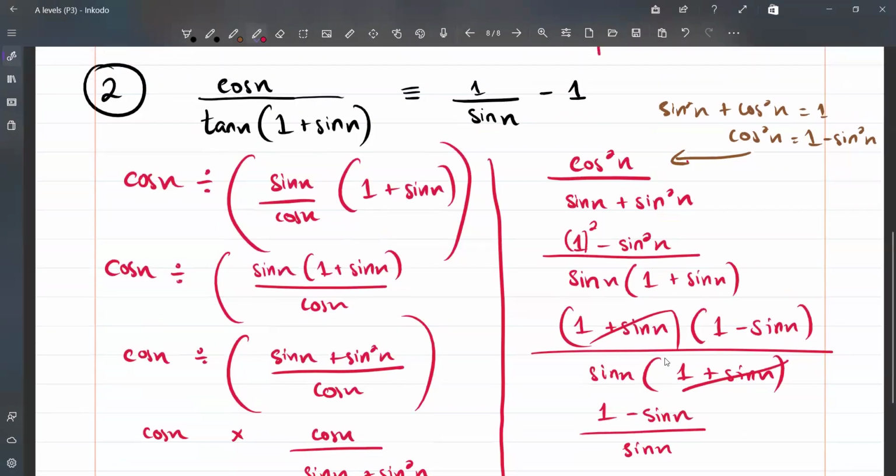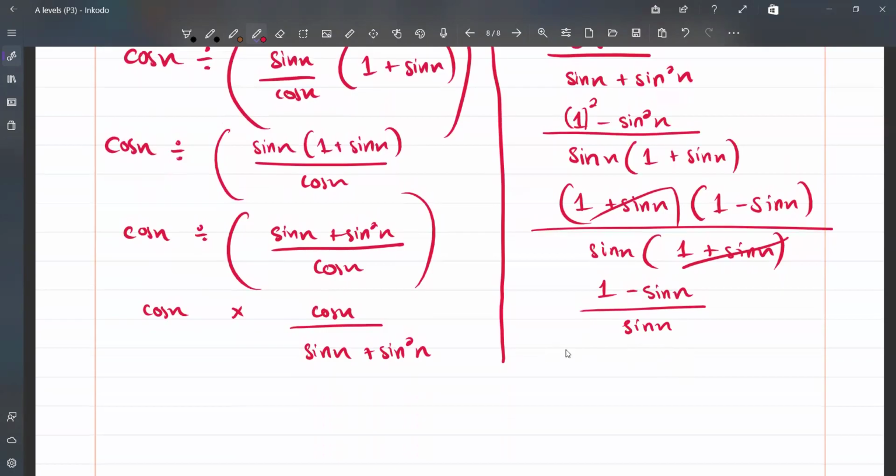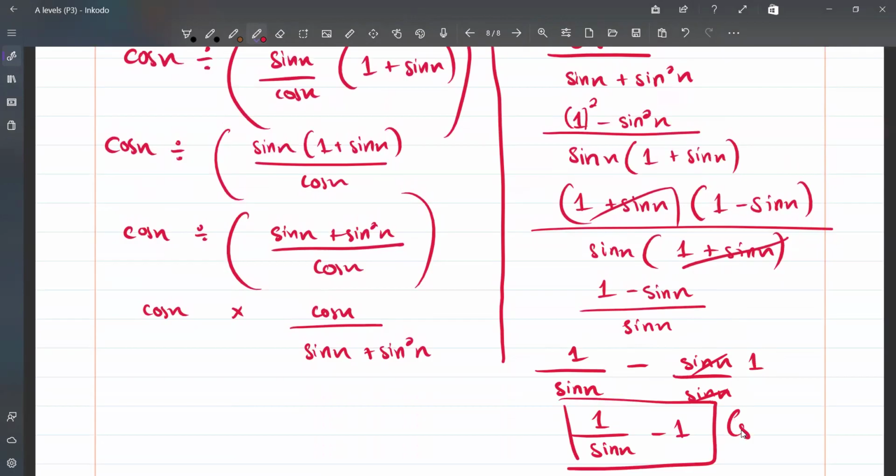And we have to prove 1 upon sine x minus 1. So we can easily prove it. 1 upon sine x minus sine x upon sine x. This can be rewritten as this. This and this cancel out, and we're left with 1. So 1 upon sine x minus 1. And this is what we had to show.